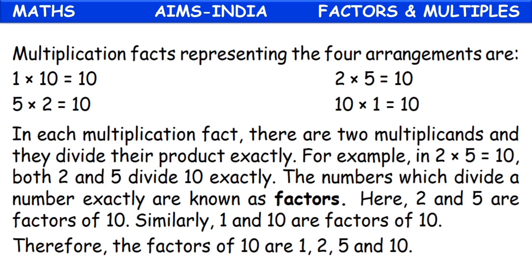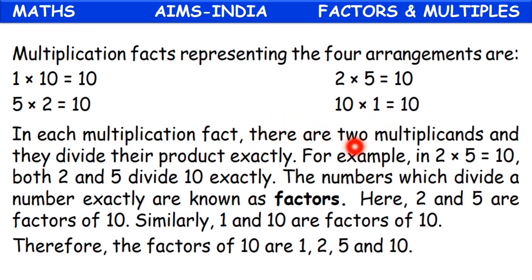So now these 4 multiplication facts represent the arrangements. 1 into 10 is equal to 10. 2 5s are 10. 5 2s are 10. And 10 ones are 10, children. Yes, see, 1 row and 10 pots in each row, 2 rows and 5 pots in each row, 5 rows and 2 pots in each row, 10 rows and 1 pot in each row.